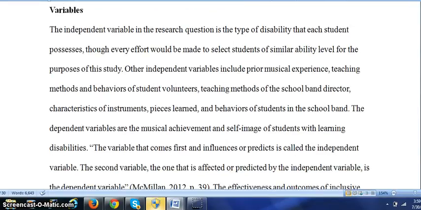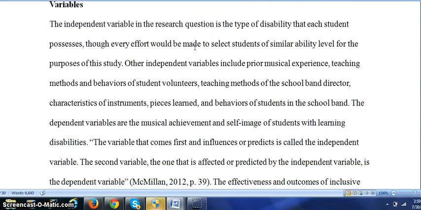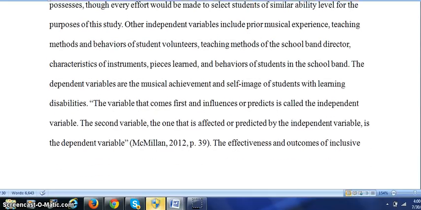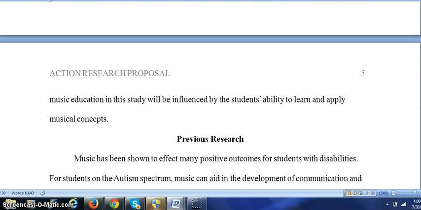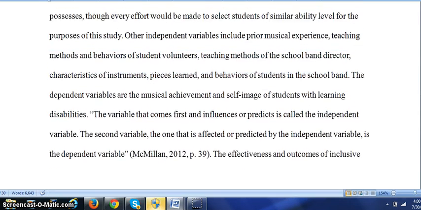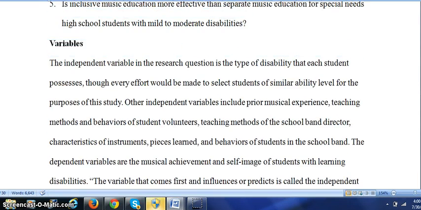Variables. You will only have variables if you're using quantitative research. I'll go into a little bit more detail about variables, but let me just say for now that if you have quantitative, you'll definitely have variables. If you have qualitative, you will not.